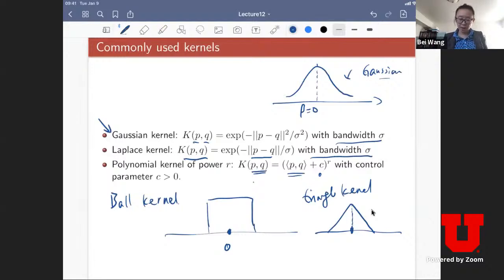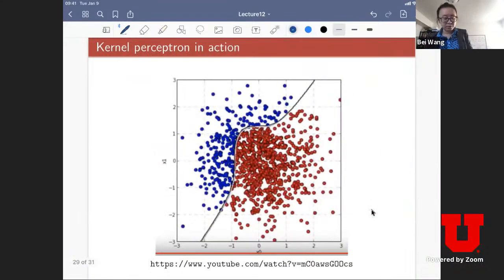Sometimes you can approximate a Gaussian kernel by a box kernel or a triangle kernel, but the Gaussian kernel has a really nice property: it's positive semi-definite. When we talk about RKHS, the reproducing kernel Hilbert space, you'll know that when your kernel is a Gaussian kernel, you have a lot of nice properties, better than the box kernel and triangle kernel. All right, so these are the kernels, but let's look at how they work.